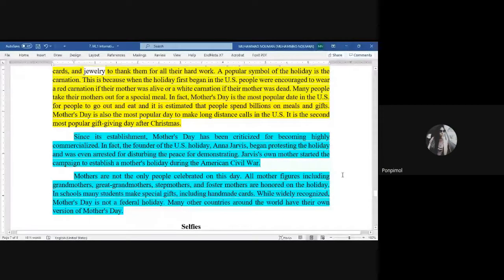Since its establishment, Mother's Day has been criticized for becoming highly commercialized. In fact, the founder of the United States holiday, Anna Jarvis, began protesting the holiday and was even arrested for disturbing the peace, demonstrating.